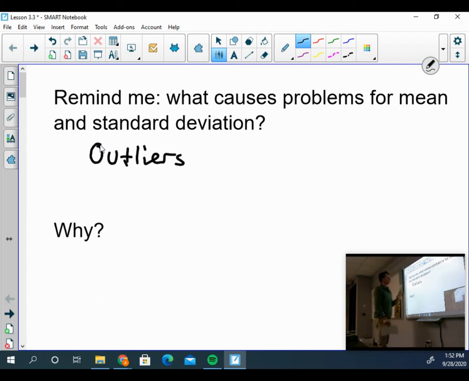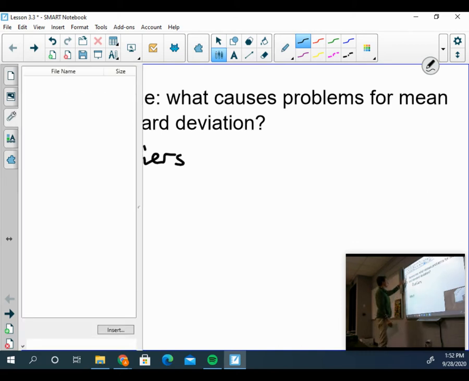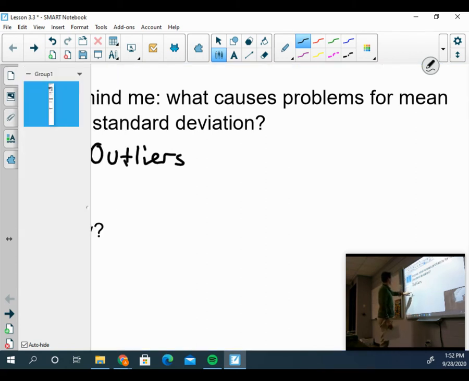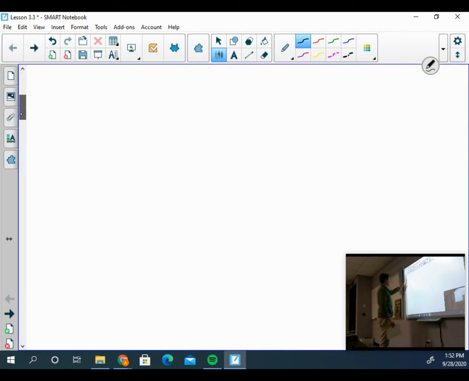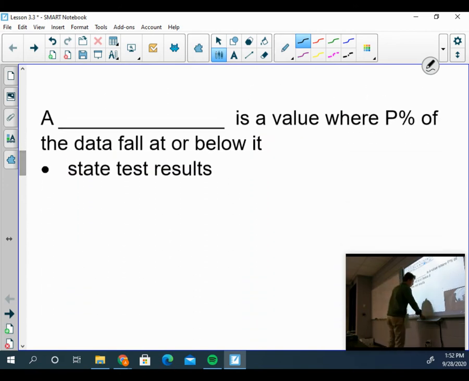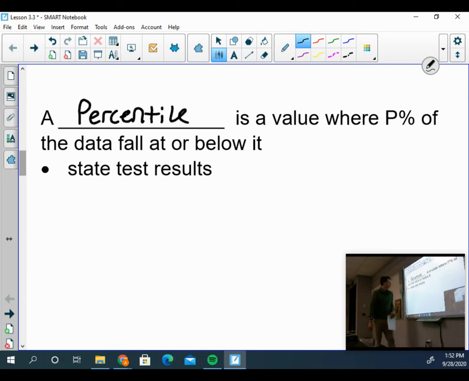But how do we look at the spread of data when we have outliers present? Well, we're going to do a couple things. And we're going to start by talking about percentiles. So write this definition down. A percentile is a value where P% of the data fall at or below it.